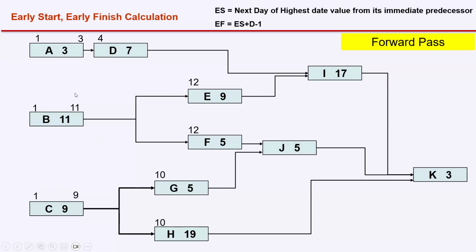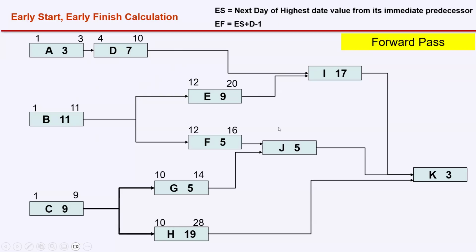Now, to calculate the early finish, we'll use the same formula: early start plus duration minus 1. Type in the chat box, what will be the early finish of activity D? Early start is 4, duration is 7, so early finish will be 7 plus 4, 11, 11 minus 1, 10. Very good. All of you are typing the right answer. That means you know how to calculate the early finish of activities E, F, G, H. For E, it will be 12 plus 9, 21, minus 1, 20.